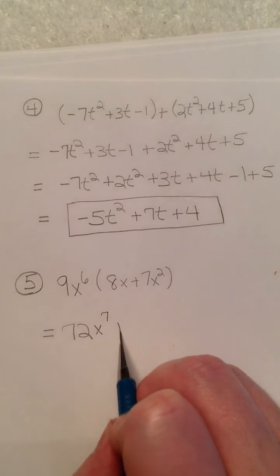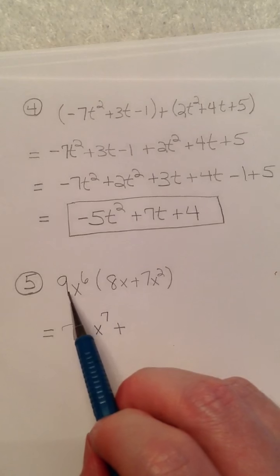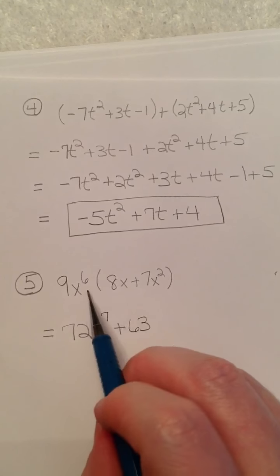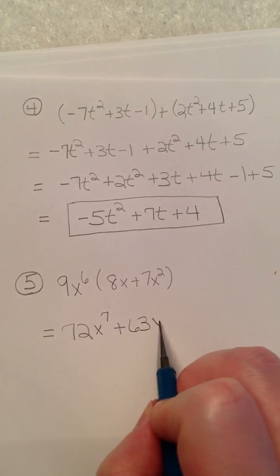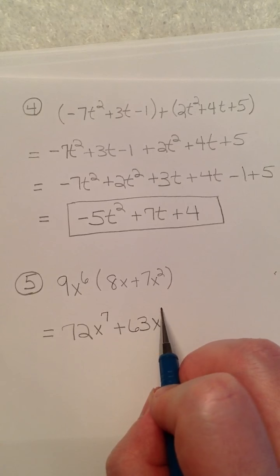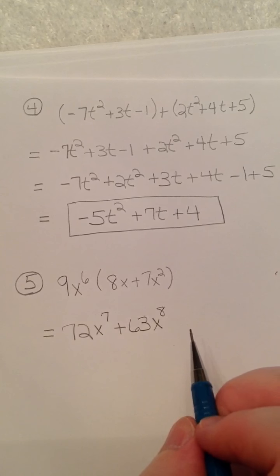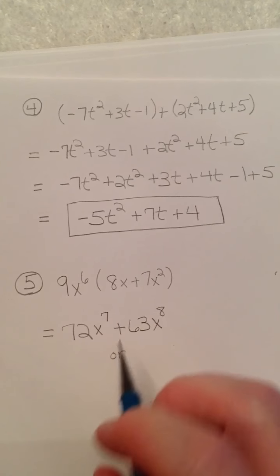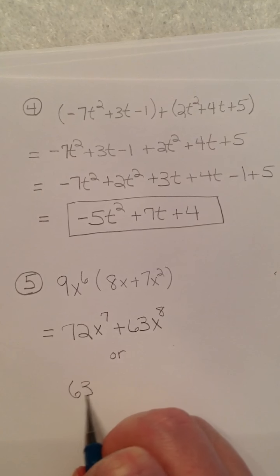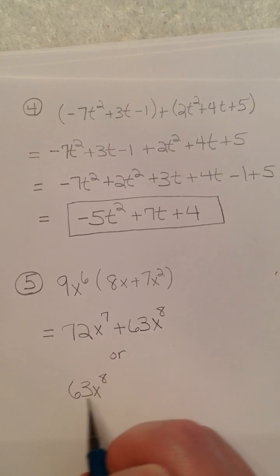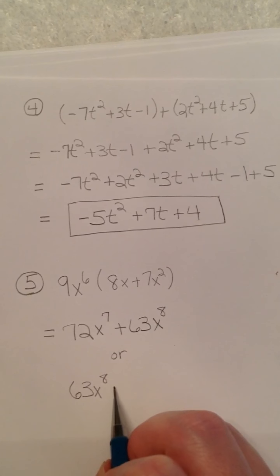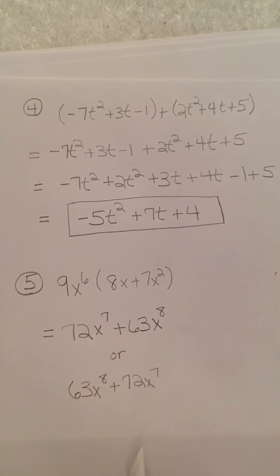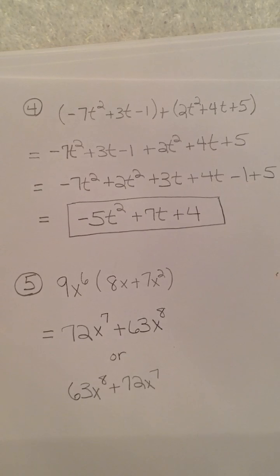And then for the second and final term, we have 9 times 7 is 63, and x to the 6th times x squared, again utilizing the product rule. We have 72x to the 7th plus 63x to the 8th, and again you can put the terms in descending degree order, where we can write this as 63x to the 8th plus 72 times x to the 7th.